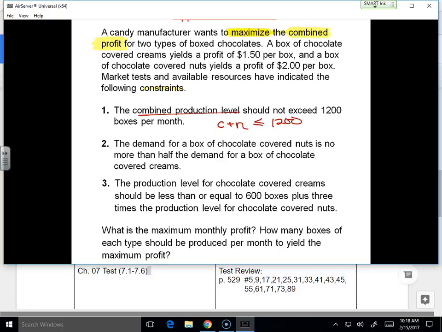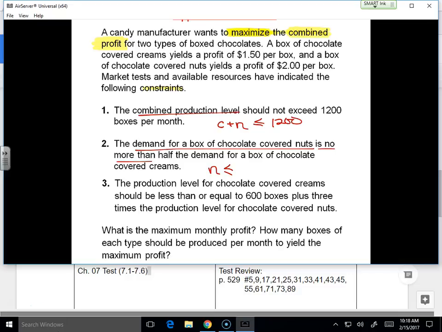Number 2, the demand for a box of chocolate covered nuts is no more than half the demand for a box of chocolate covered creams. Don't we in math usually just try to match it up? So demand for that's N, right? Is no more than, less than or equal to, or just less than? I think less than or equal to. It can't be more than, but it could be equal to, just like number 1, should not exceed, but they didn't say it couldn't equal.